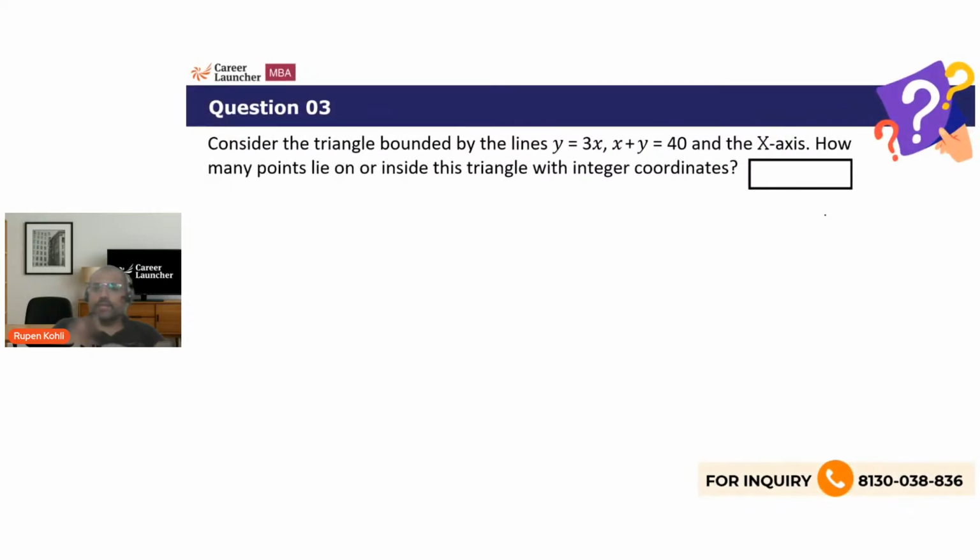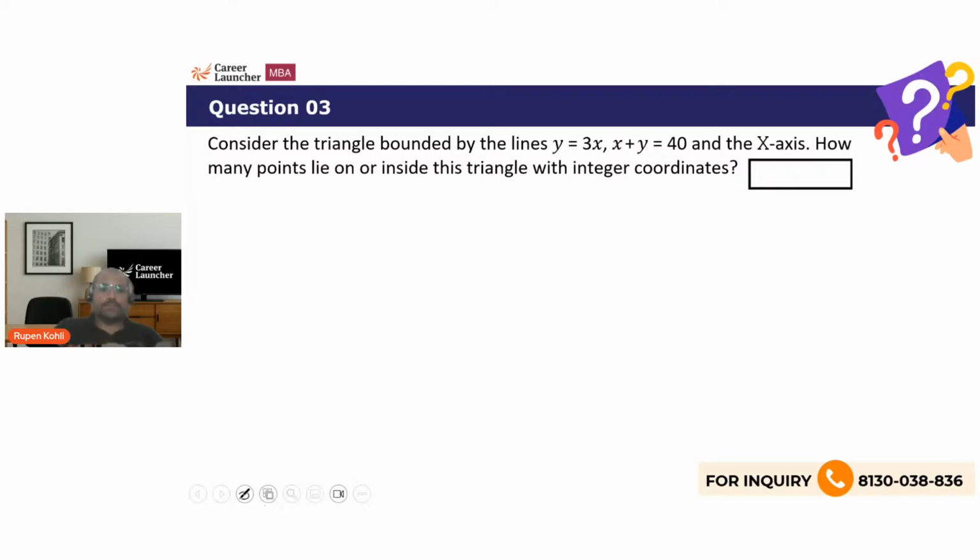Okay. So as I promised you, I've brought a mixed bag of problems, all the different varieties. So now a very different kind of problem, directly on the idea of coordinates. This question is saying, consider the triangle bounded by the lines y equals 3x, x plus y equals 40, and the x-axis. Three lines form a triangle, and he has given the equations of those lines. How many points lie on or inside this triangle with integer coordinates? Very interesting question, and this kind of question has been asked.